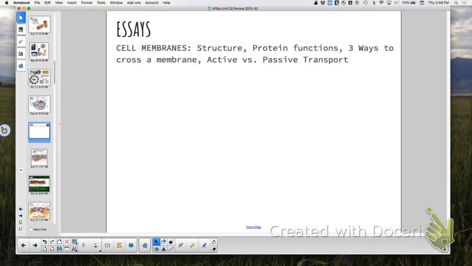Okay, so the next thing was cell membrane. So take a look at some of the essays and let's see if we address this. The structure of the cell membrane, protein functions, 3 ways to cross the membrane, and active versus passive transport. You could just sing your way through that entire chapter. You remember everything about that, right?